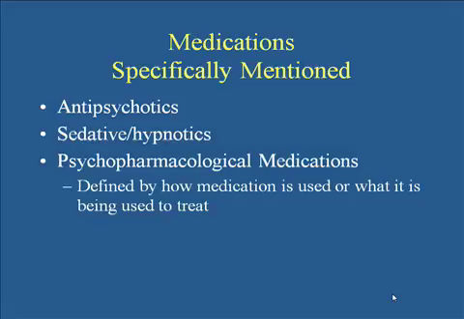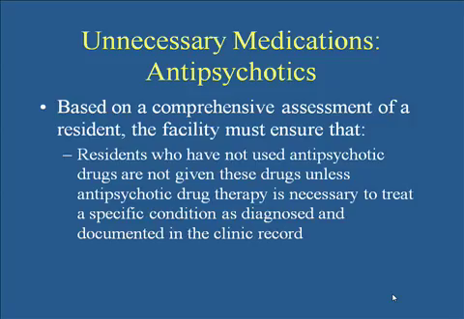I'm going to take these one group at a time, and within each group we're going to talk about some examples. We're also going to talk about some monitoring parameters that we would want to include in our care plans, and we're also going to talk about that issue that always comes up, which is the gradual dosing requirement or dosing reduction requirement. So we're going to start with antipsychotics.